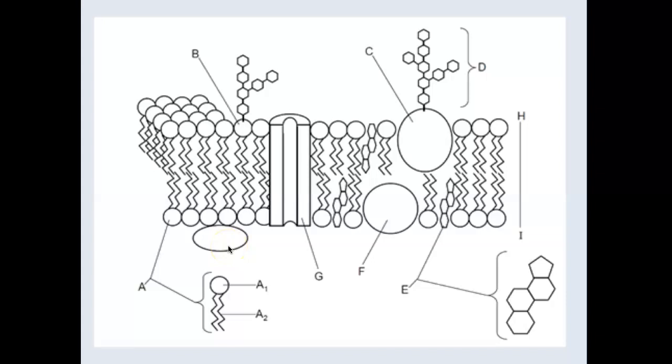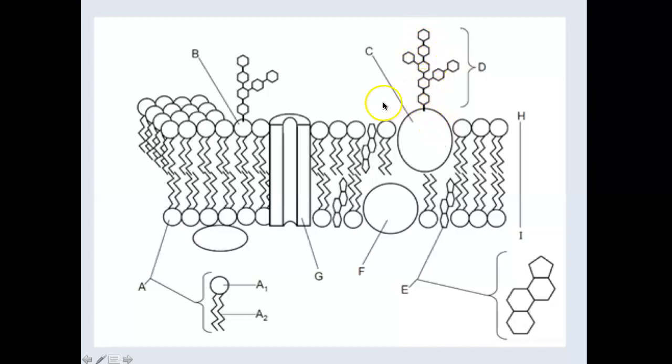And then you have other proteins that go all the way through the membrane. So those are called integral proteins. And so this one, letter G, can be an integral protein. Actually, you know what? Letter F is a peripheral protein too, because it's only found on one side of the membrane. Letter C can be considered a peripheral protein. However, letter C has a thing stuck to it.